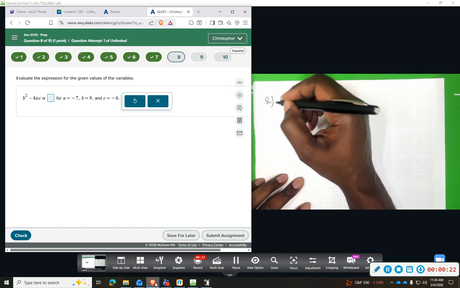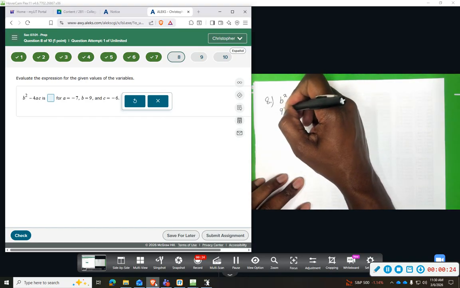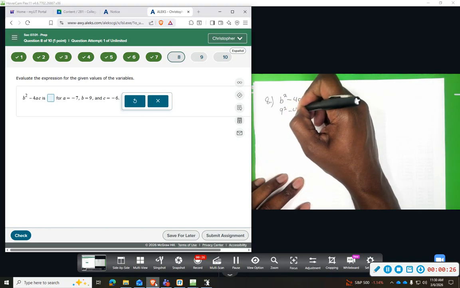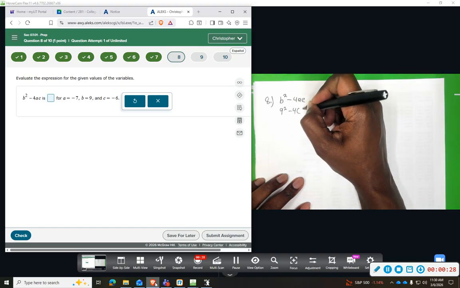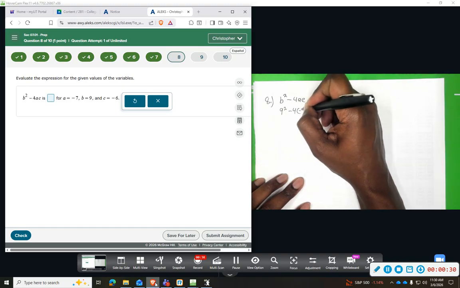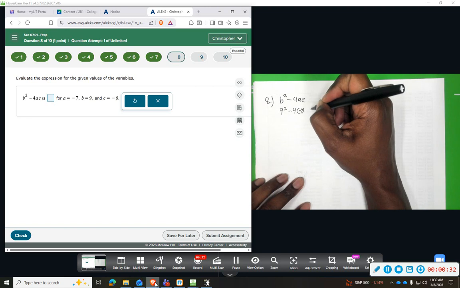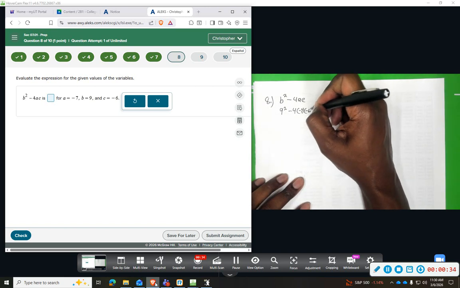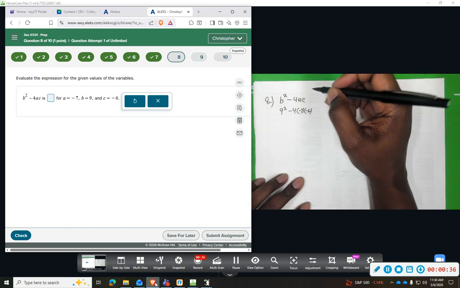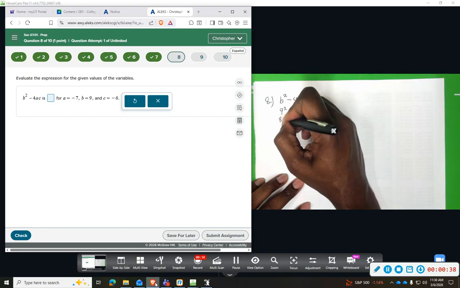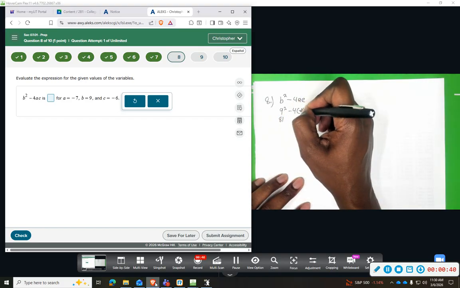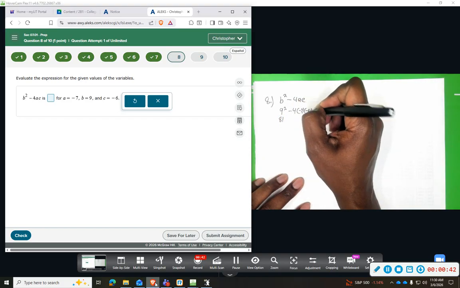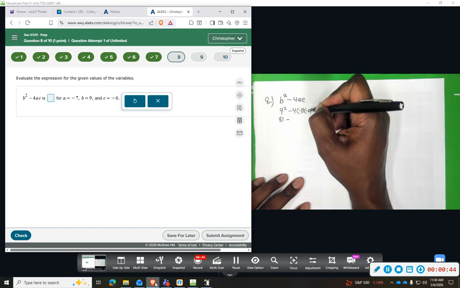So this time b is 9, so we'll do 9 squared minus 4 times a, which is negative 7, times c, which is negative 6. So this will give us 81, 4 and 7 give us 28, positive times a negative, so it'll be negative. And then 6 times 28.